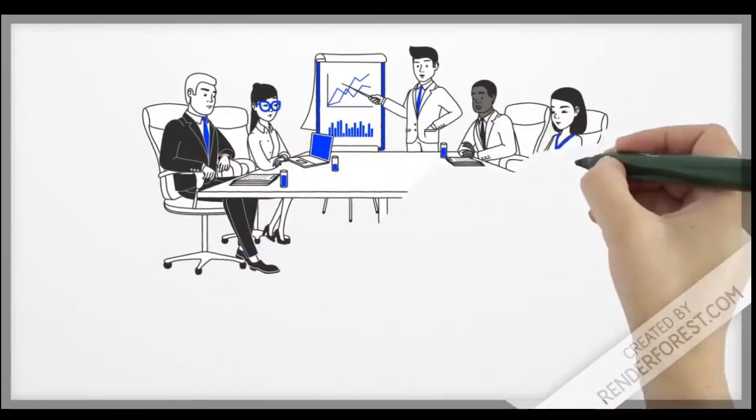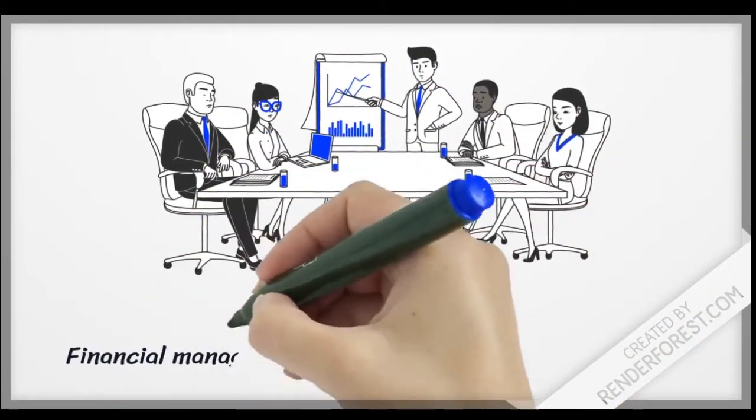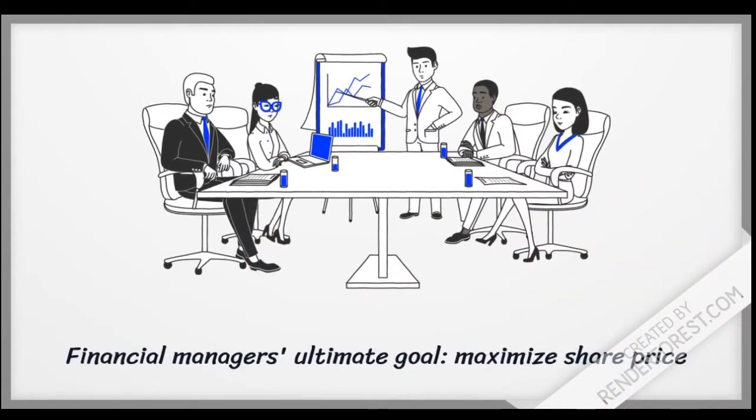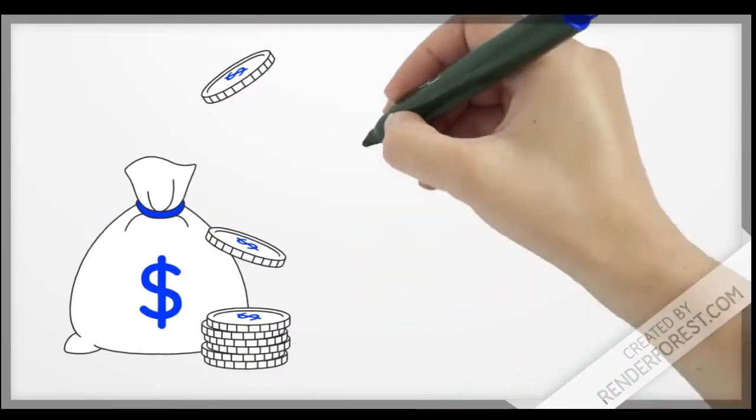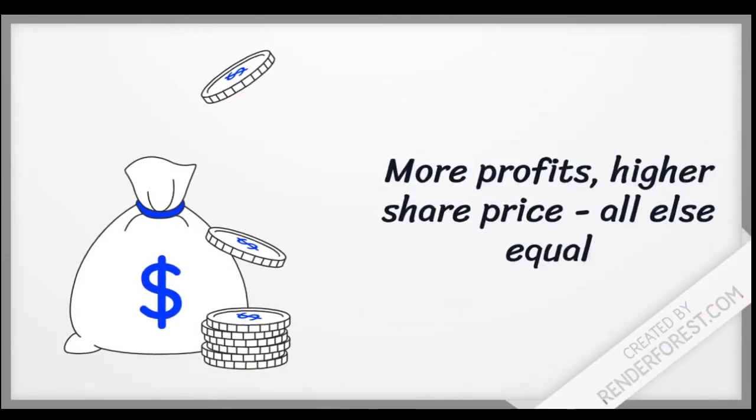Financial managers' ultimate goal should be maximization of the share price. To achieve this goal, the firm has to be profitable, and all else equal, more profits should make the share price higher.